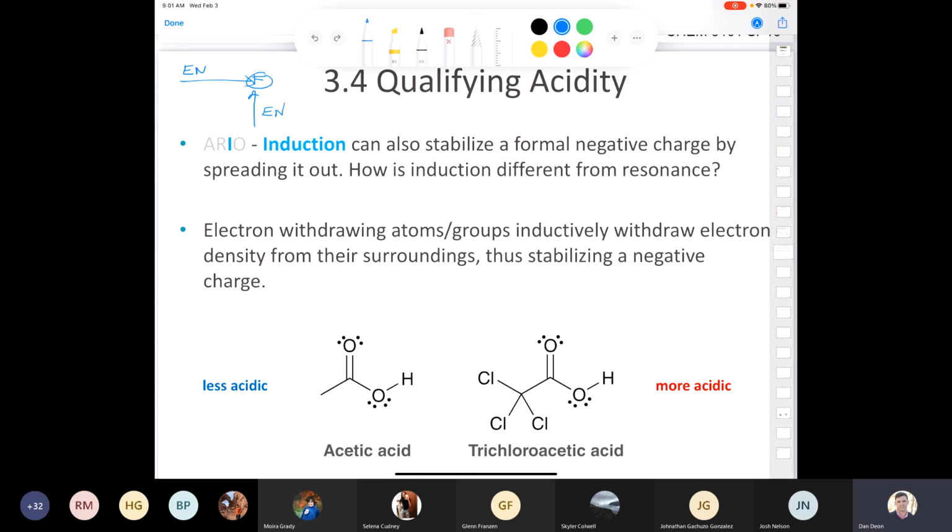Now, how is induction different from resonance? Well, induction is the result of having electron withdrawing groups or atoms that pull electron density away from their surroundings. And what they do is they end up stabilizing a negative charge. Let me show you what I mean. If we draw the conjugate base of these two molecules, we have acetic acid and trichloroacetic acid. Let's draw their conjugate bases.